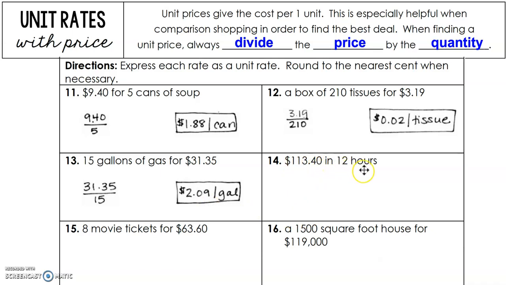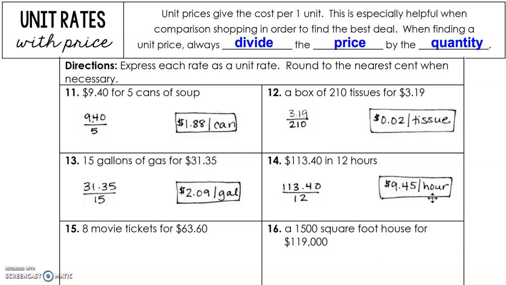We have $113.40 in 12 hours. Say this is your paycheck, and you want to know if your boss is really giving you the amount per hour that you're supposed to be getting. So you can say 113 divided by 12, and you get $9.45 an hour. You're really going to have to take it up with your boss because you're supposed to be getting $10 an hour. And so this is a way that you can check your paycheck, is finding that unit rate per hour.